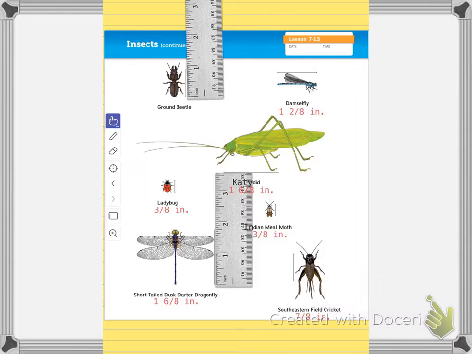Let's just try 2 of these. Let's look at the ground beetle. All right, again, these are our eighths right here where I put my dot. So why don't you pause the video, measure the ground beetle, and write that in on your paper.